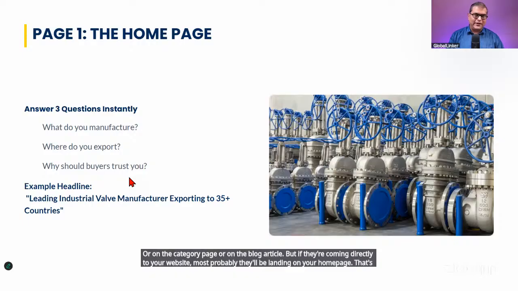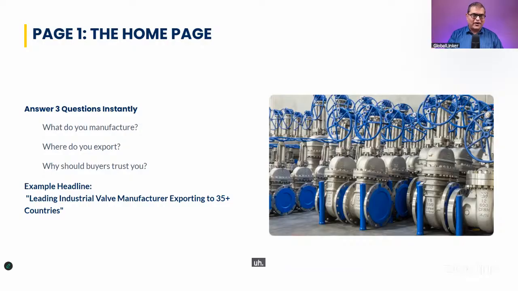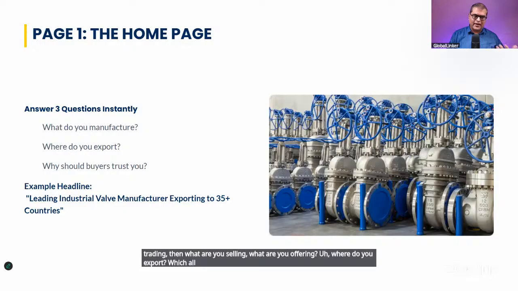That's where, very, very quickly, your website should tell them what you are selling. I've written manufacturing here, but it implies what you are manufacturing or selling. Or if you are into trading, then what are you selling? What are you offering? Where do you export? Which all countries are you exporting to? And why should the buyers trust you? So certification and testimonials. These things should be there on your homepage.